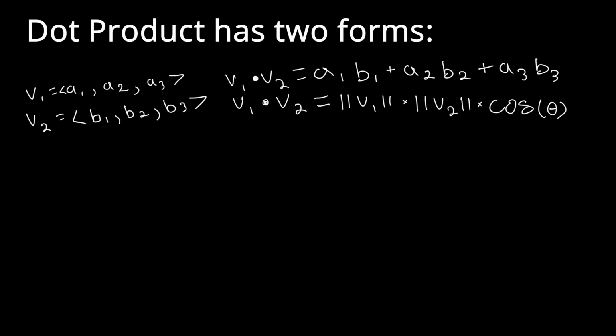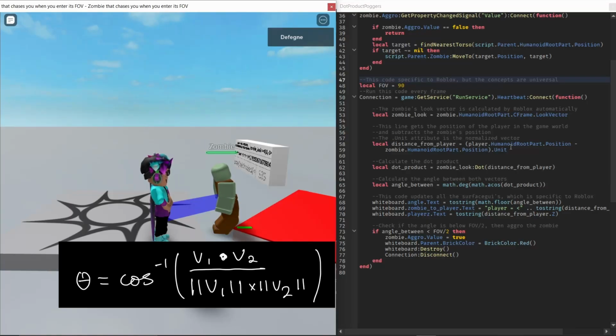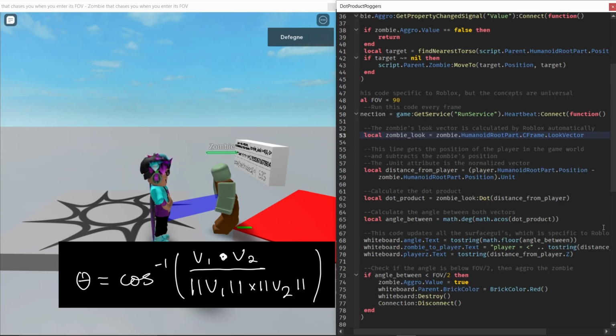The dot product has two forms when combined, which allow us to find the angle between two vectors. First, we need to isolate the angle theta in the second equation, and then substitute the first equation in the numerator. We'll use this equation to enable the zombie NPC to detect if the player enters its FOV of 90 degrees.